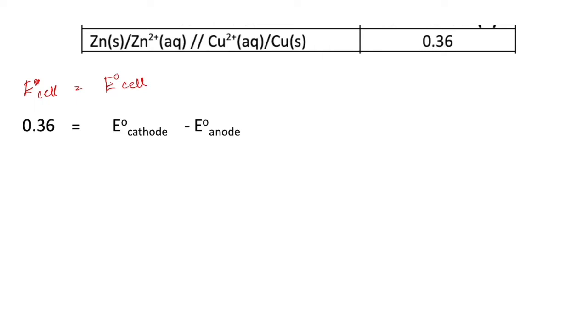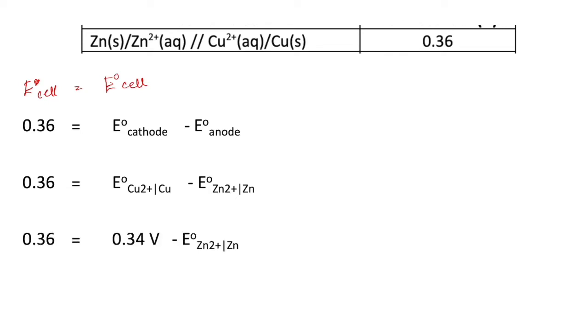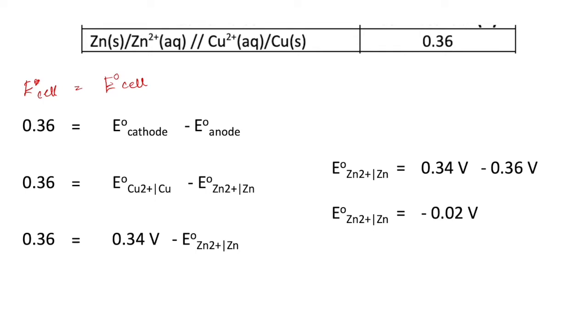We know the E naught cell formula is E naught cathode minus E naught anode. Our cathode here is copper and our zinc is anode. We know copper, just now I told you, we assume we know, which is 0.34. So we are going to get the E naught for zinc, which is equivalent to negative 0.02 volt. Okay, so you have to do the same calculation for the others. So see how we are going to do it.